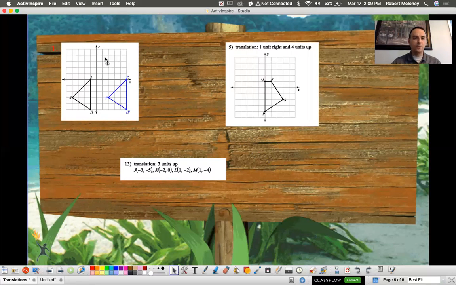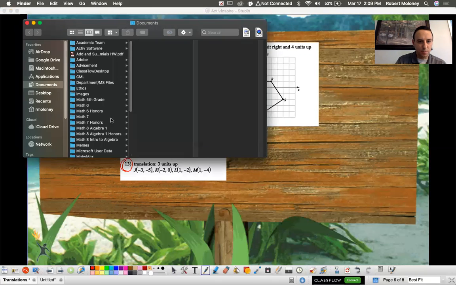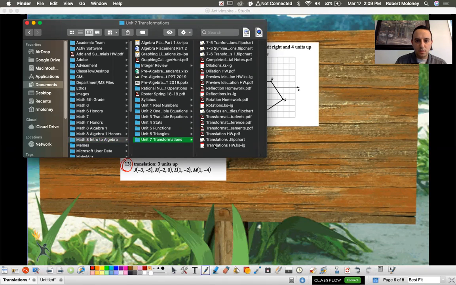So here are the 3 problems. These are all from your homework. So this is 1. This is 5. Wait, what is all due tomorrow? The translation homework. That's it. I think it's just front and back. Let me pull it up to show you. So we're going to work on 1 and 5 right now on the homework.